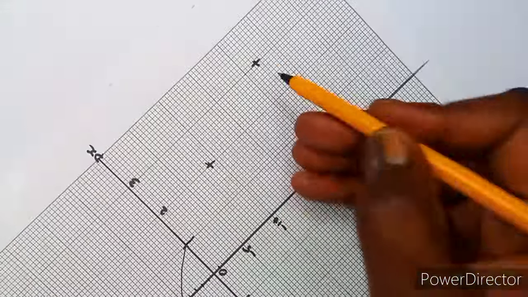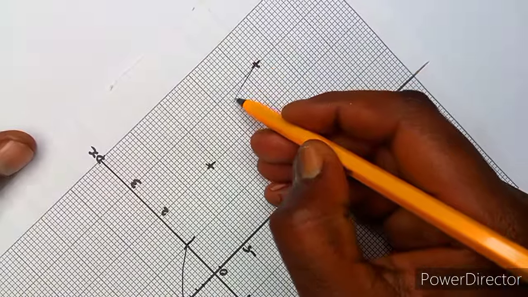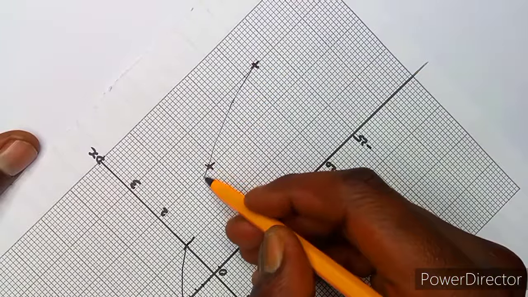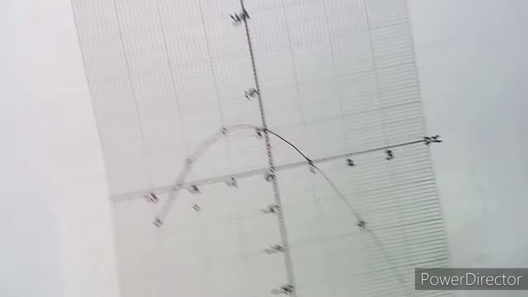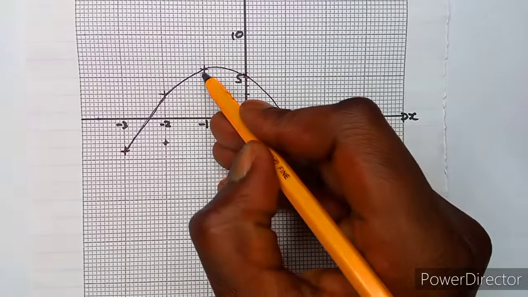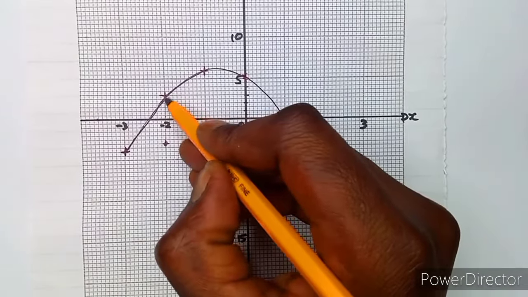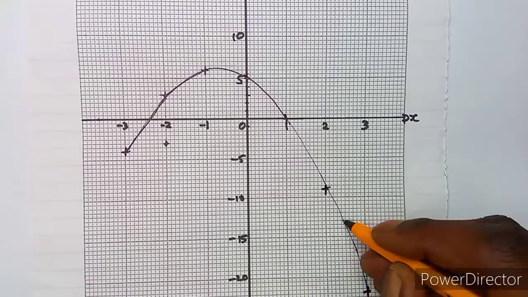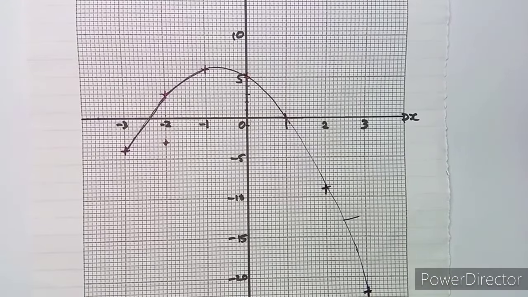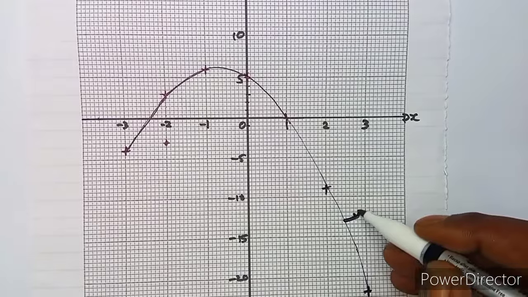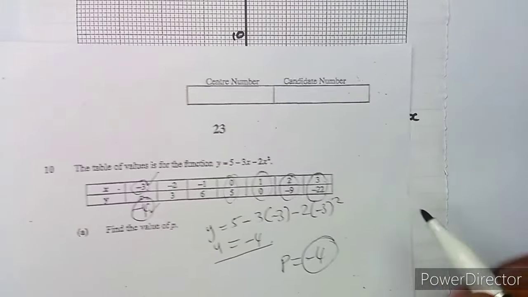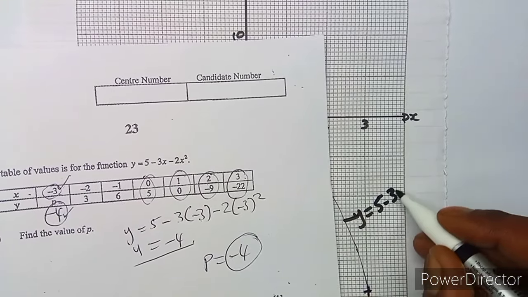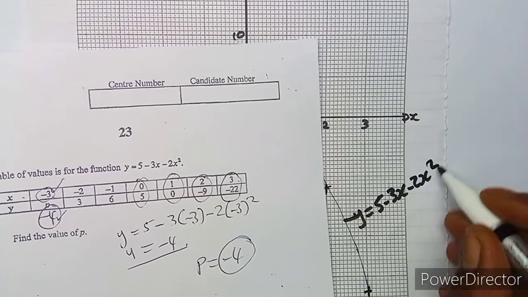So you just play around. This is your graph, guys. Play around with that graph so that you can draw what you have in a smooth way. As you can see, I'm using a pen, but I'm making sure it's visible. That's what you're supposed to have. So this is going to be your graph. Then you write down the equation of the graph that you're given, which is y is equal to 5 minus 3x minus 2x squared. So you write down the equation of that curve that you were given.